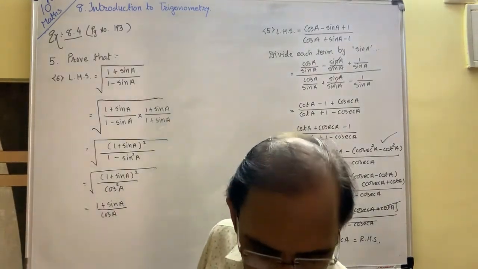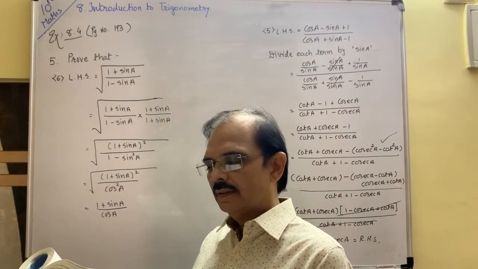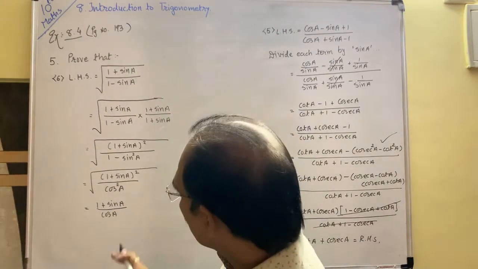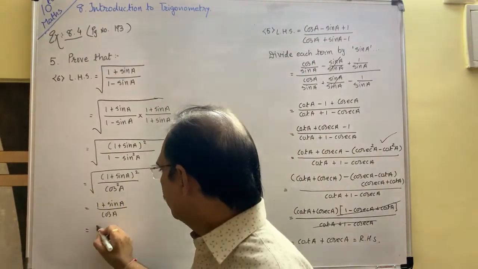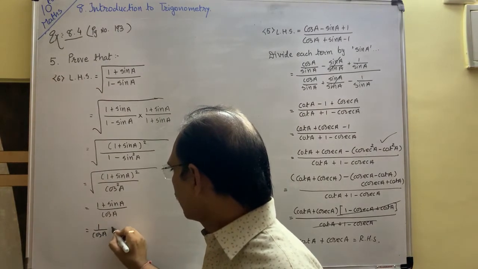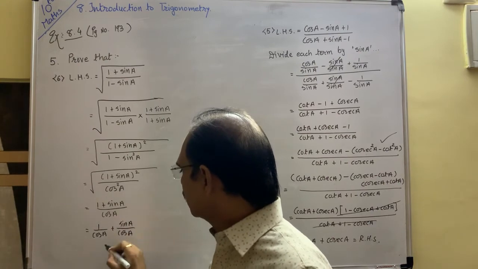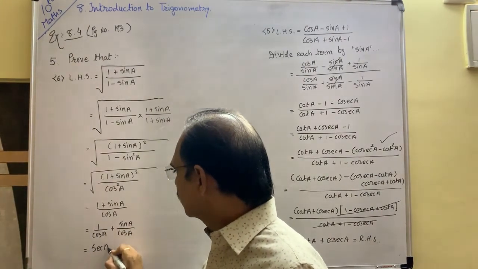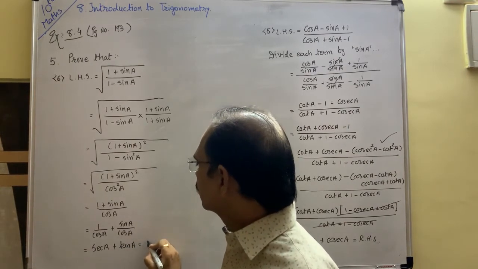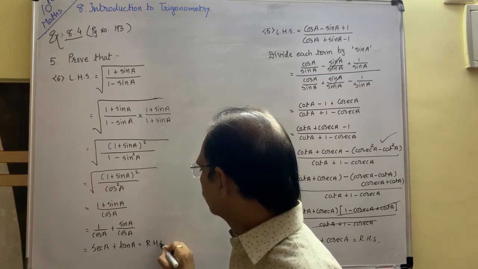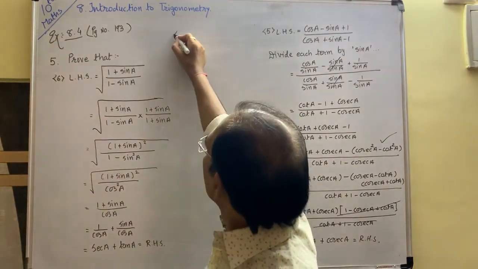Okay. Now see, in 6th number, your right hand side is what? Your right hand side sec a plus tan a. So now split it, because in the denominator there is only one term. So you can split 1 upon cos a plus sin a upon cos a. 1 upon cos is called sec. Sin upon cos is called tan. So sec a plus tan a, that is equals to RHS.